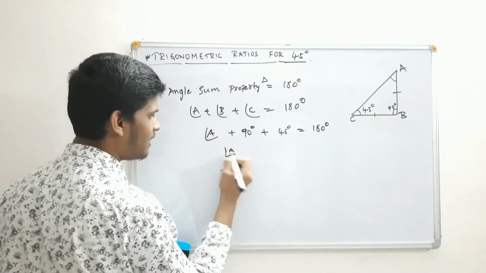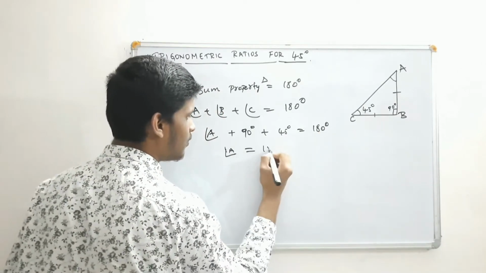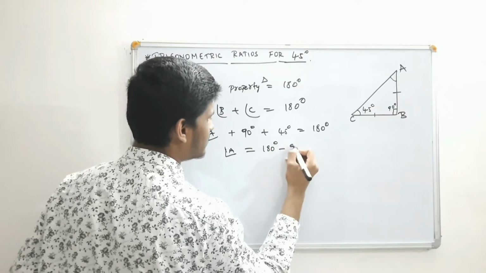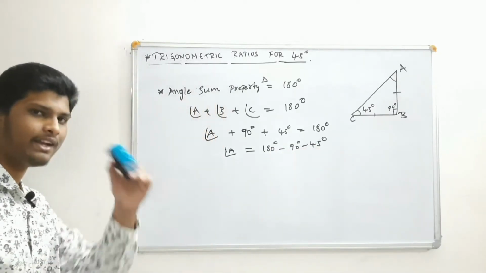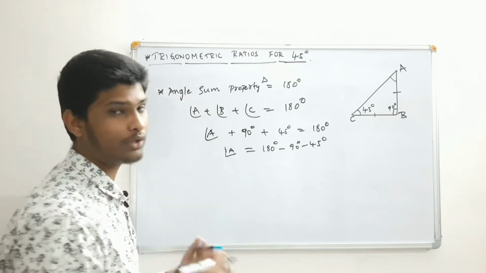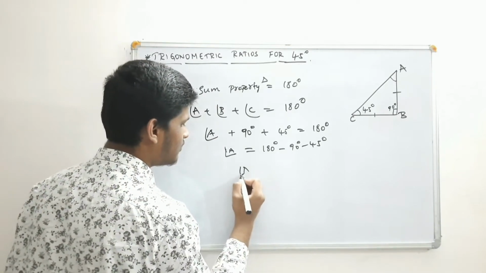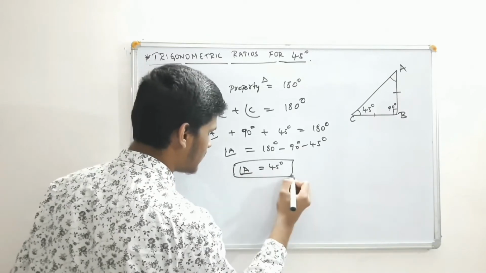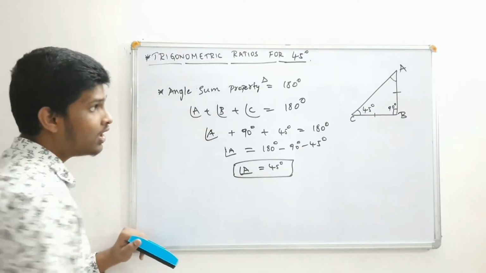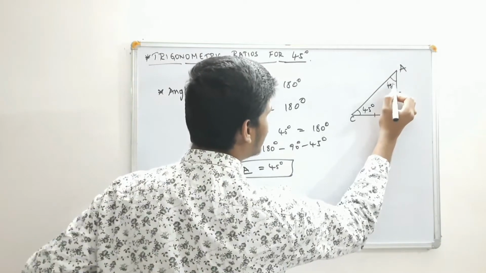So to find angle A, we can write 180 degrees minus 90 degrees minus 45 degrees. 180 degrees minus 90 becomes 90 degrees. 90 degrees minus 45 degrees becomes 45 degrees. Angle A also we got 45 degrees. Awesome. So both these angles are 45 degrees.